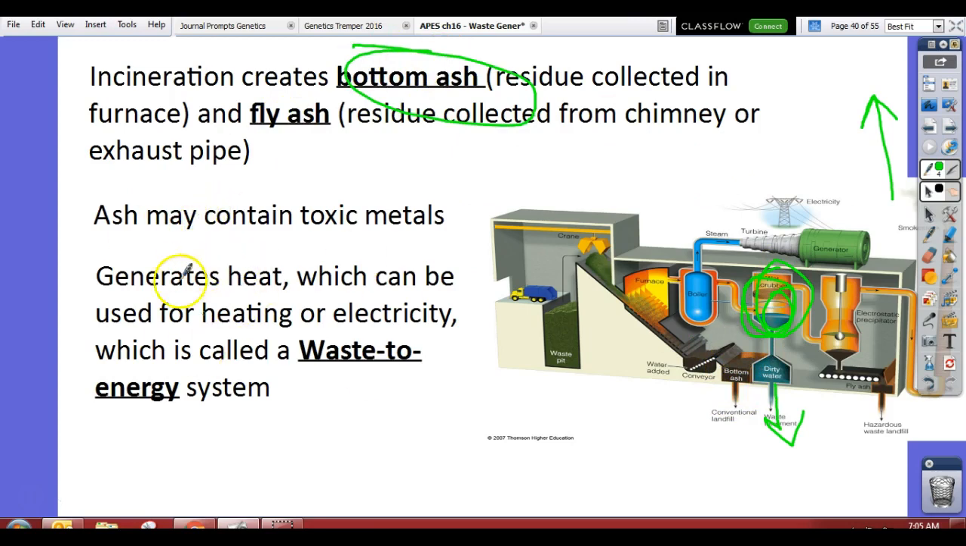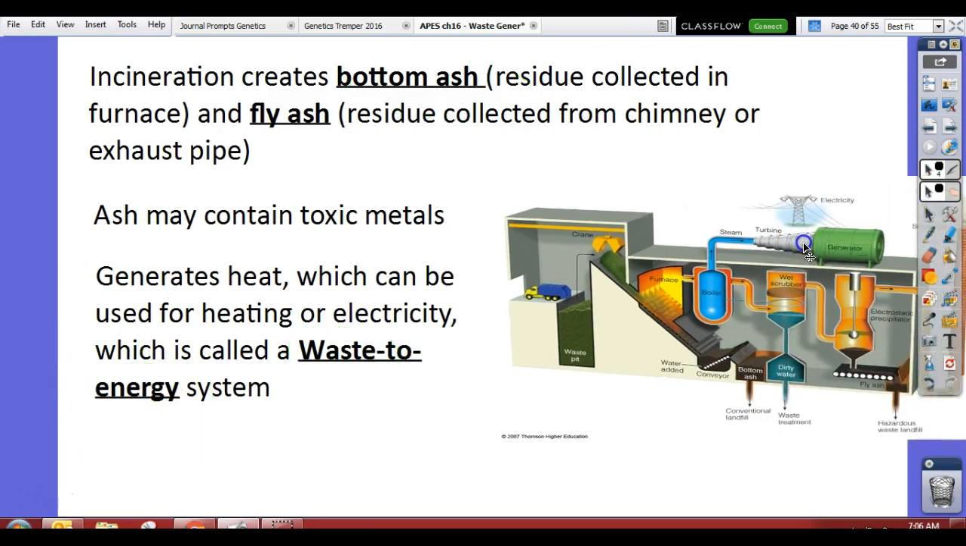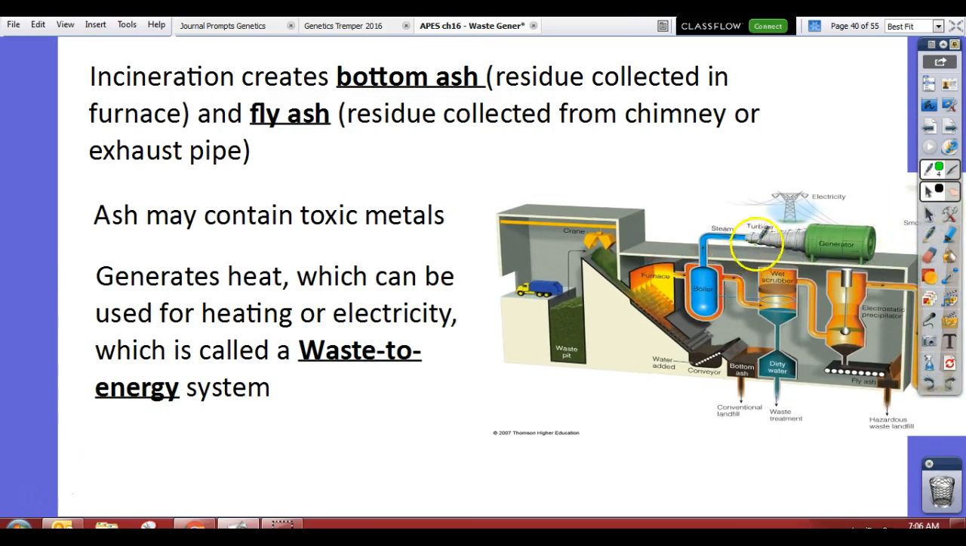And it can generate heat. So this can be used for heating or for electricity. And this is called a waste to energy system. Why? Because we're taking waste and turning it into energy. And again, there's been AP questions on this, on how do we generate electricity from waste? Well, basically you burn it, you use the heat to boil water and turn it into steam, and the steam turns a turbine, which is connected to a generator.